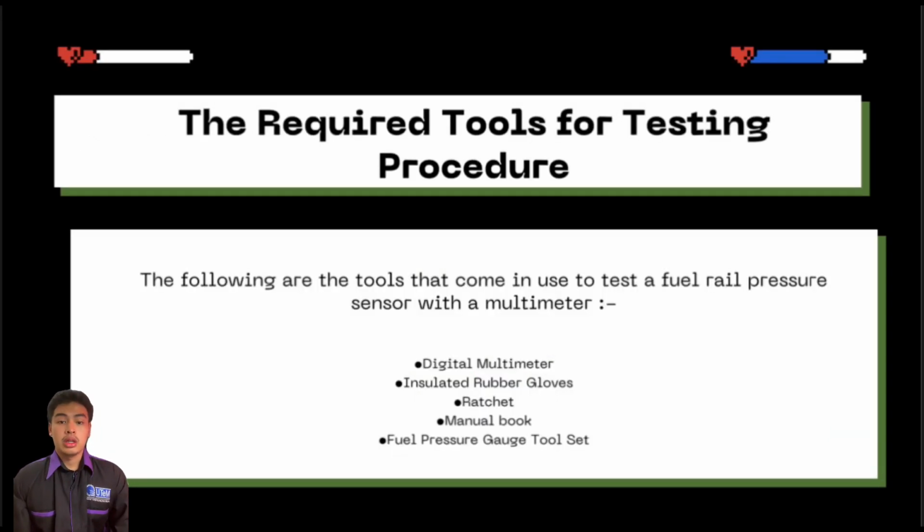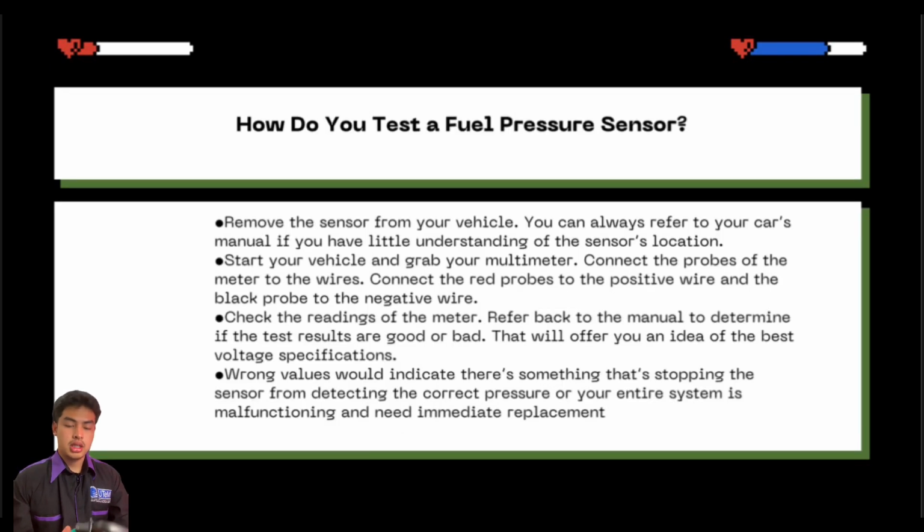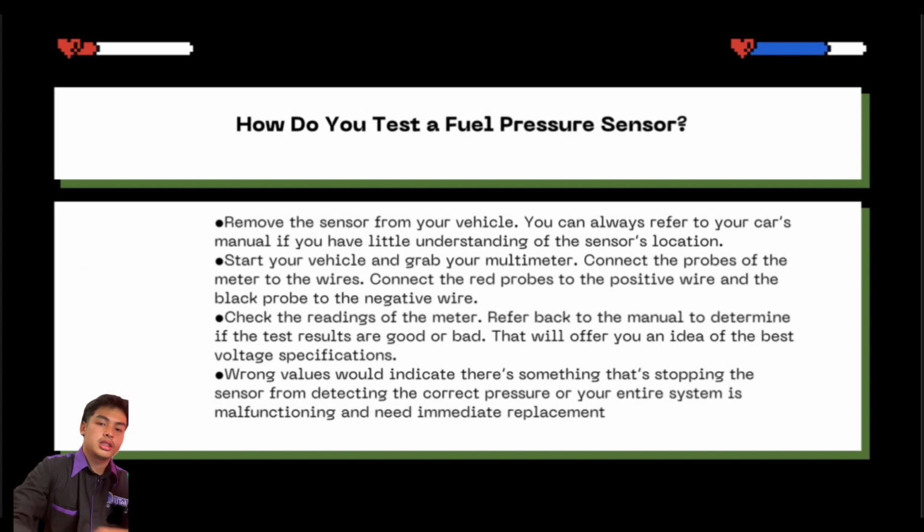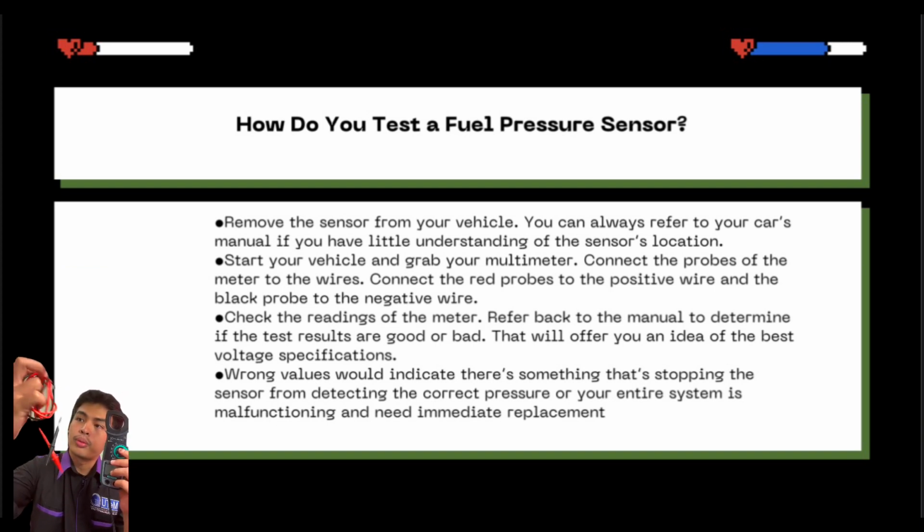So, the required tools, the first one is a digital multimeter. A digital multimeter, also known as a volt-ohm meter, is an electronic measurement instrument that combines several measurement functions in one unit. So this is an example of a digital multimeter. As you can see, this is the red and black probe.